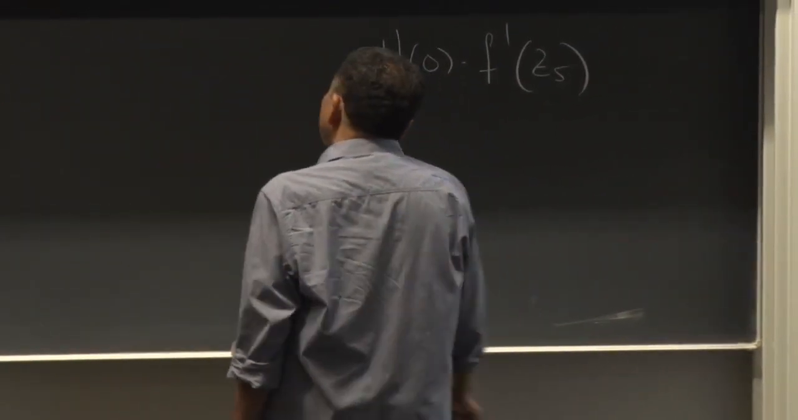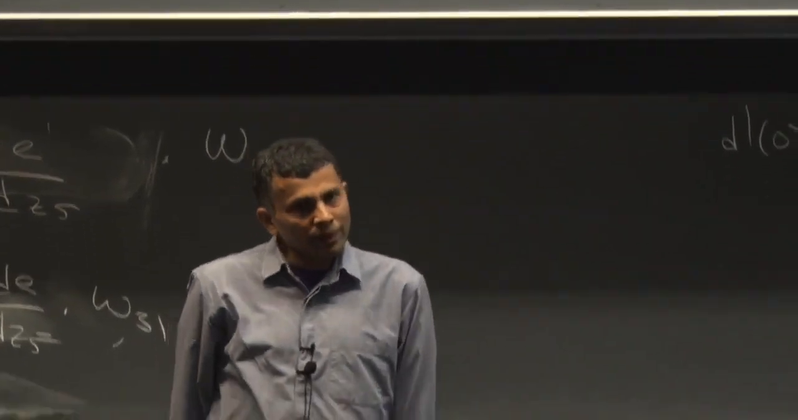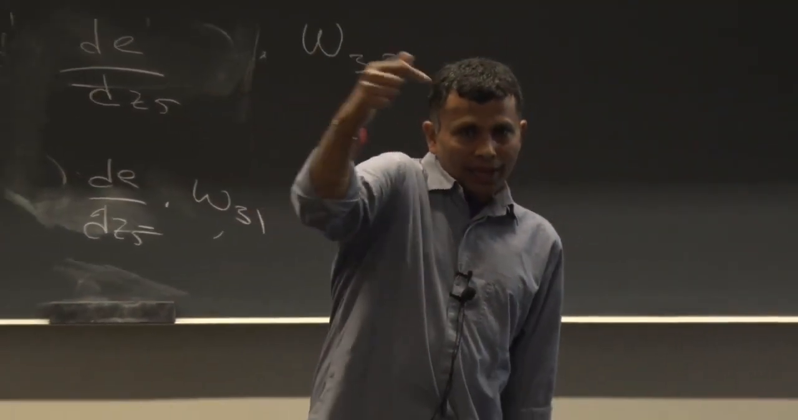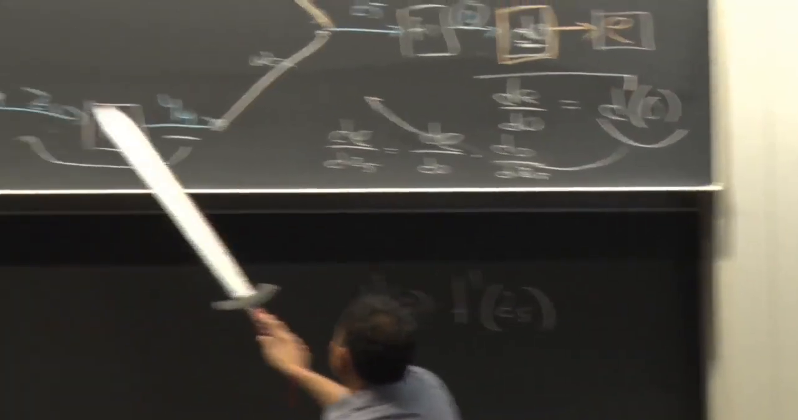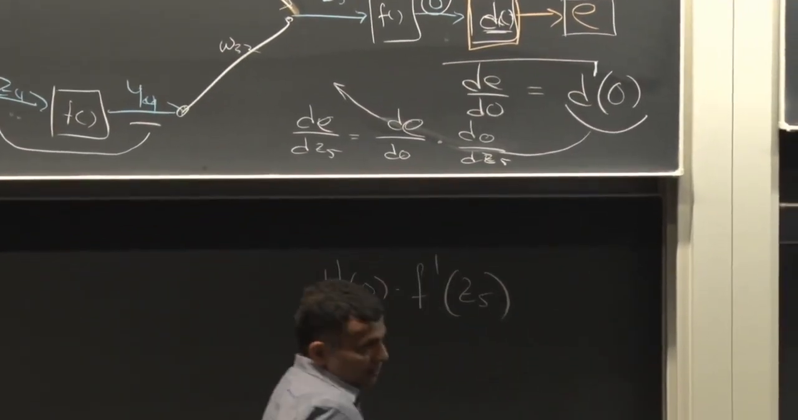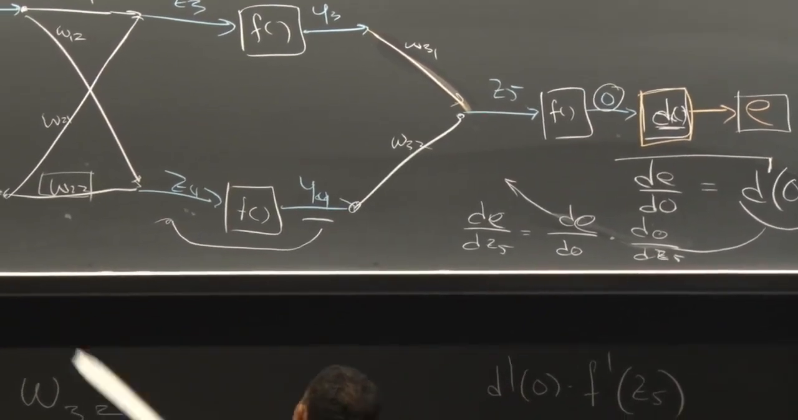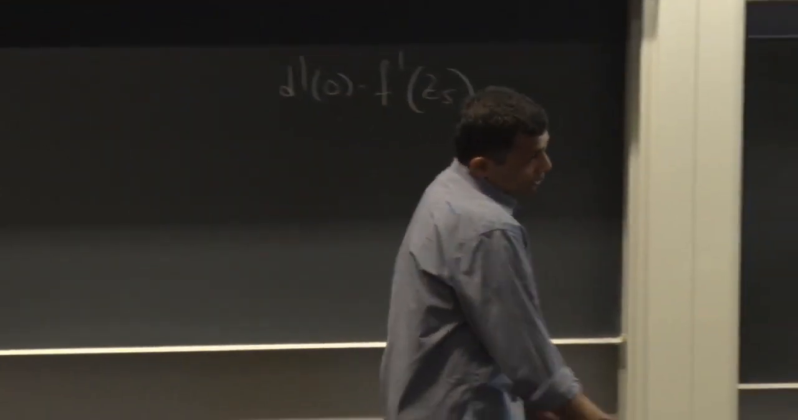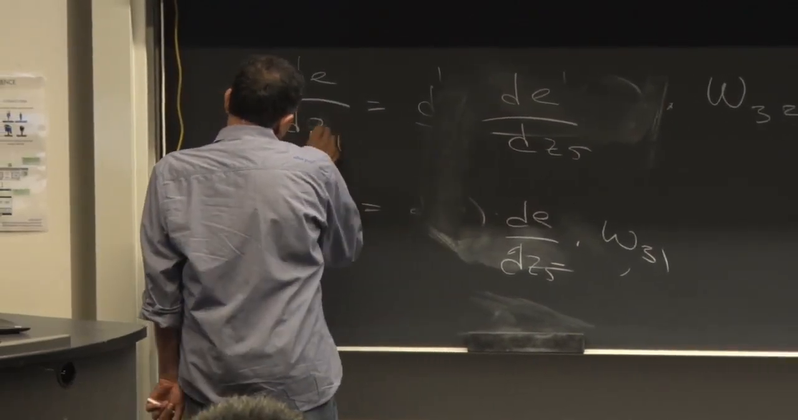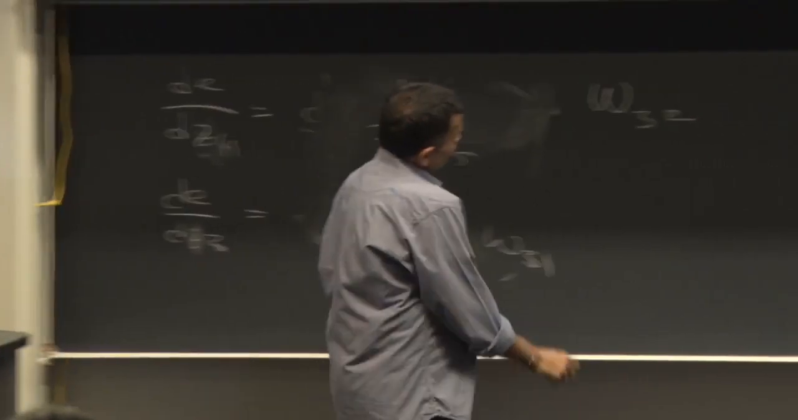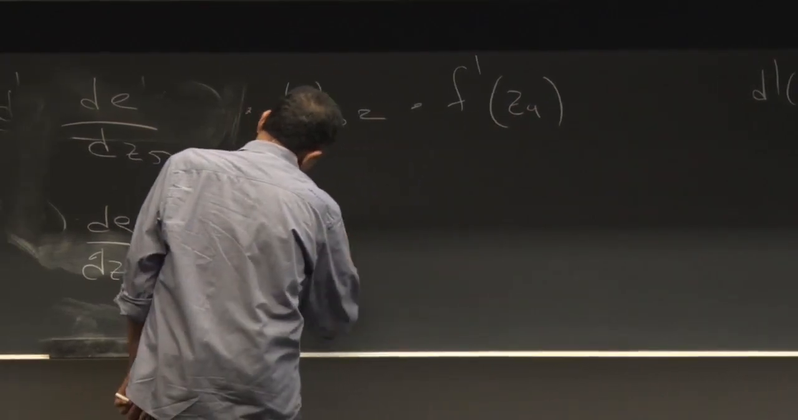So far so good. Now I can go back and compute the derivative with respect to z4. How would I do that? Again, I can follow the chain backwards, right? And if I follow the chain backwards, what is the chain of influences over here? Z4 influences Y4, influences Z5, influences O, influences E. So if I work my way backwards, the derivative of E with respect to O times the derivative of O with respect to Z5 times the derivative of Z5 with respect to Y4 times the derivative of Y4 with respect to Z4. So this is easy again. If I want the derivative with respect to Z4 and Z3, I just have to multiply this again with f prime Z4 and f prime Z3.